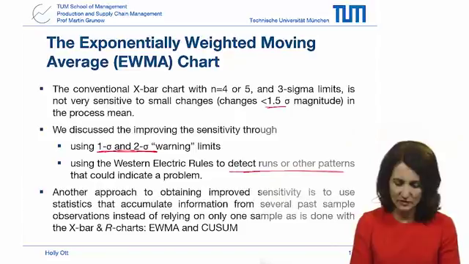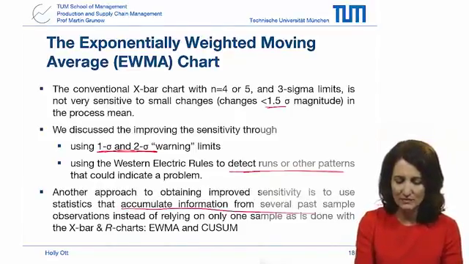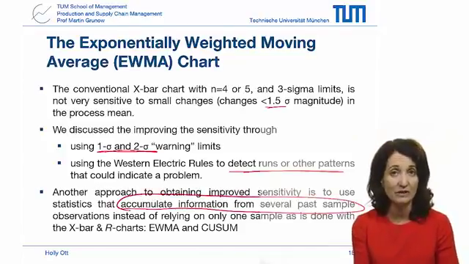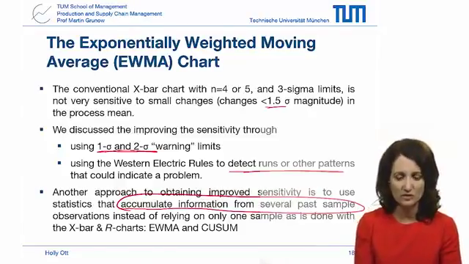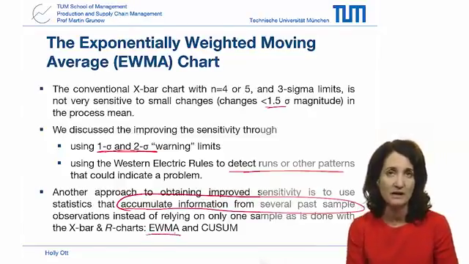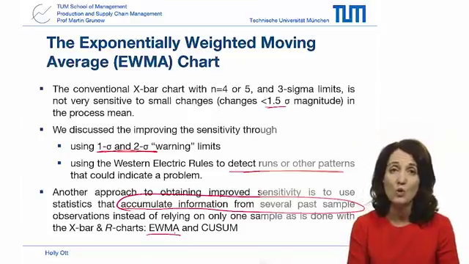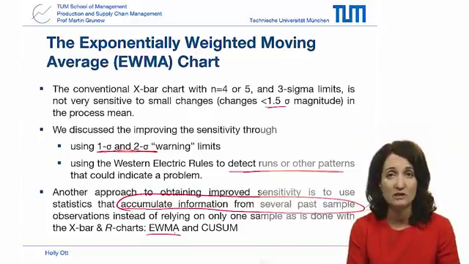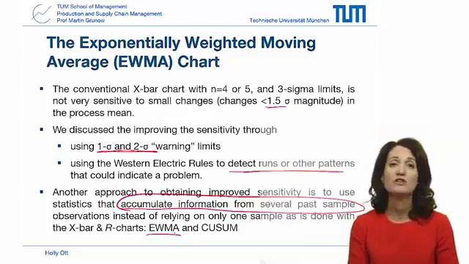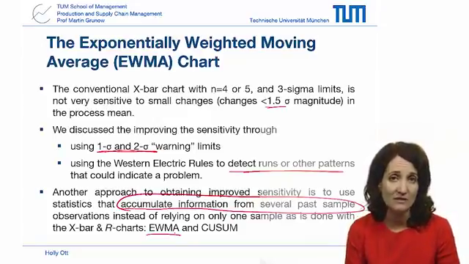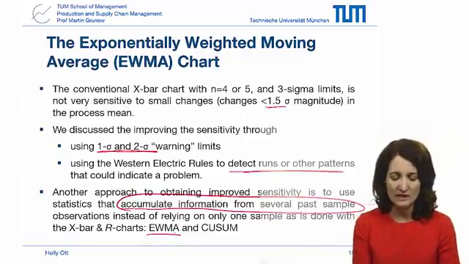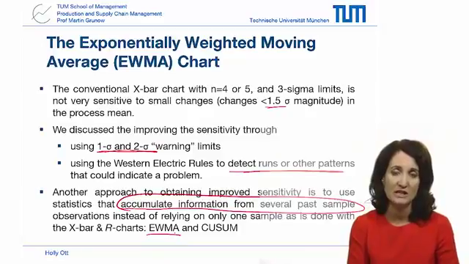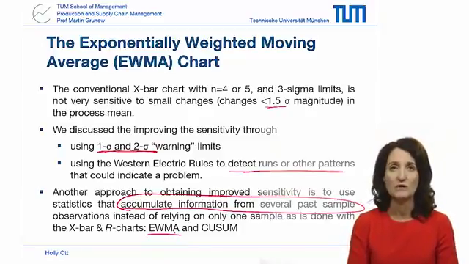So another approach, though, is to use statistics that accumulate information from several past samples. And so that's sort of the idea of the moving average and the moving range as well. There are 2 other methods of doing that: the EWMA, the exponentially weighted moving average, or the cumulative sum chart, the CUSUM control charts. Researchers have established that these are equally effective in discovering small changes in the process mean, but the EWMA is a little bit easier to understand and to construct, so we're only going to look at that one here.